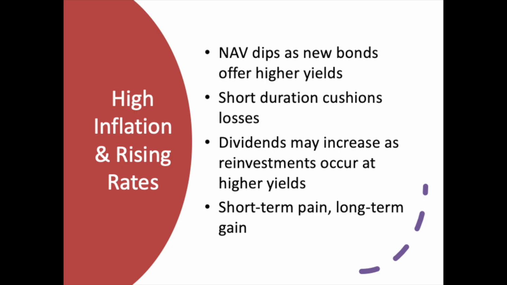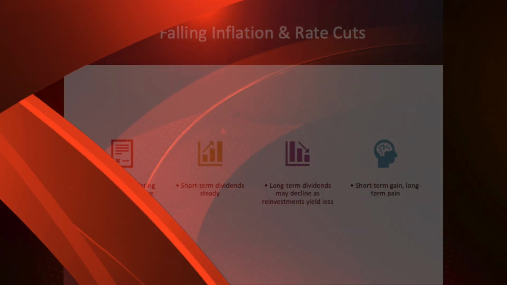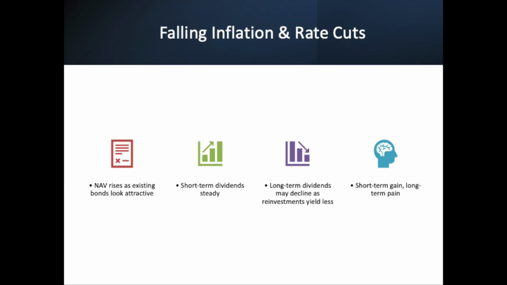Right. Okay, what about the flip side then? Inflation falling, central banks cutting rates. So when rates are cut, maybe to boost growth, the picture flips. Existing bond prices actually rise. Because the older bonds with higher yields look better now. Exactly.